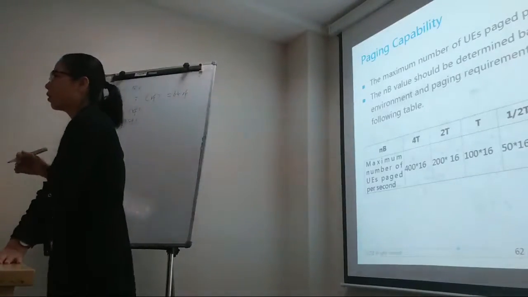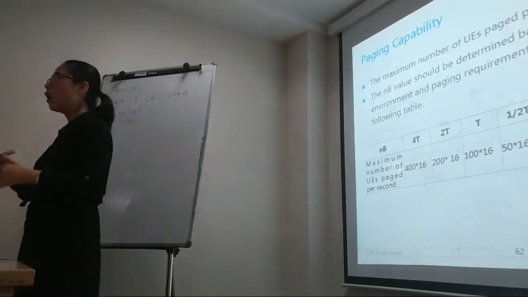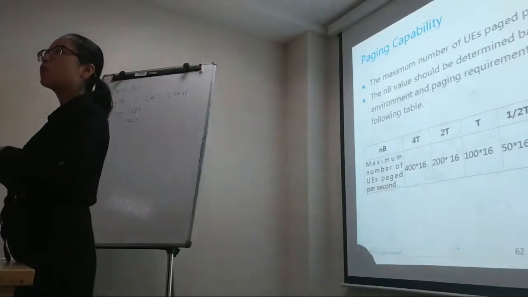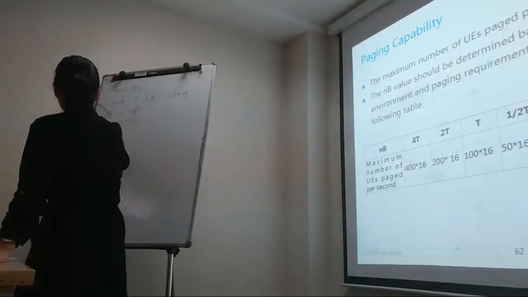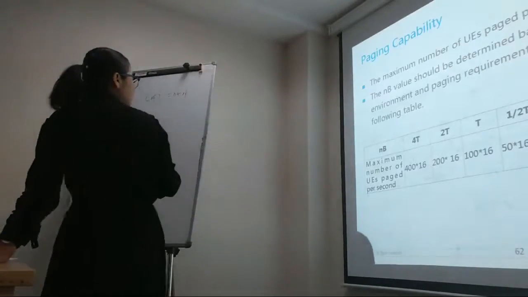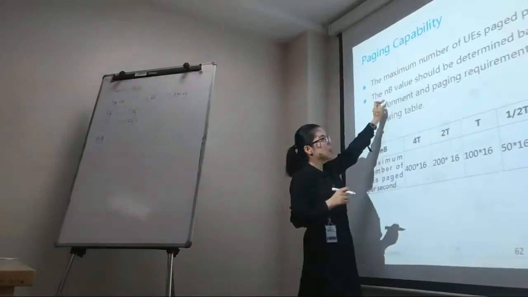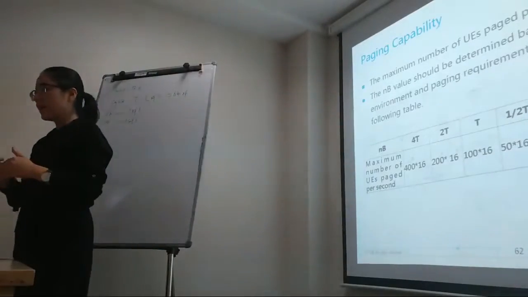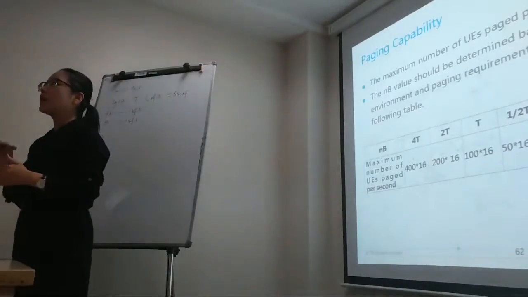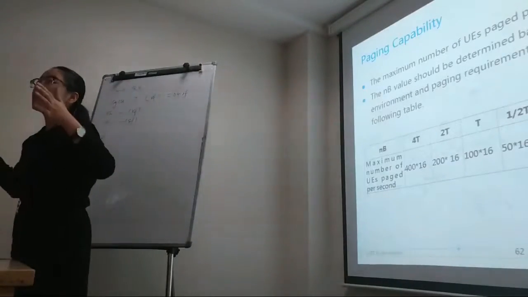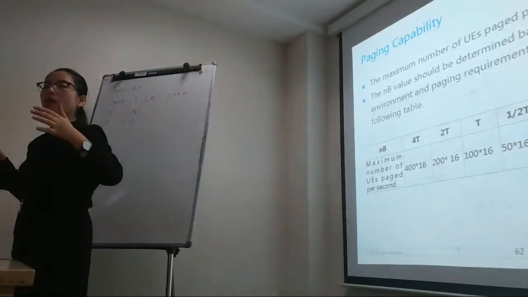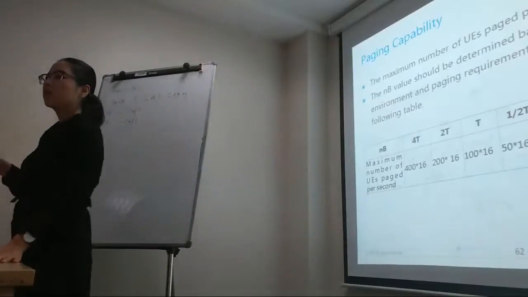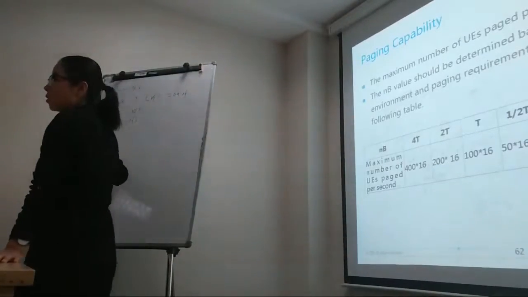For the eNode B side, we need to control how many POs I will transmit. This is the eNode B capability. We define one parameter as nB. This value, nB, decides how many pages I can transmit during one cycle. So this is nB.